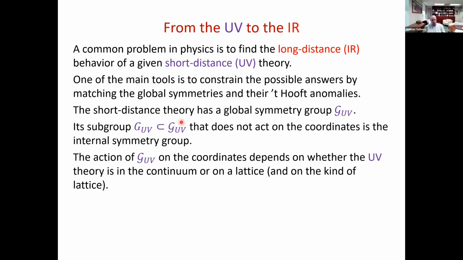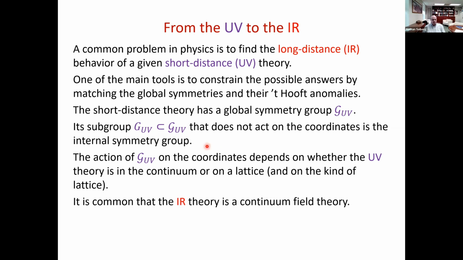Now, the larger symmetry group, curly G, can also act on the coordinates, and the way it acts on the coordinates depends on whether we're in the continuum or on the lattice, and depending on what kind of lattice we have, the symmetry group would be different. And in general, the internal symmetry is a subgroup of curly G, and the space symmetry is the quotient of this one by that one, rather than being a subgroup.